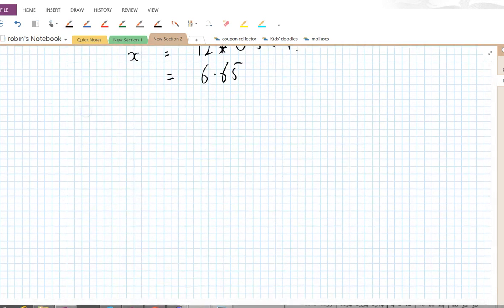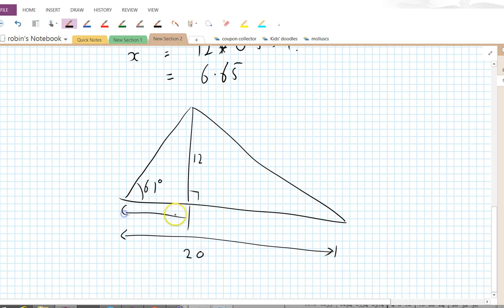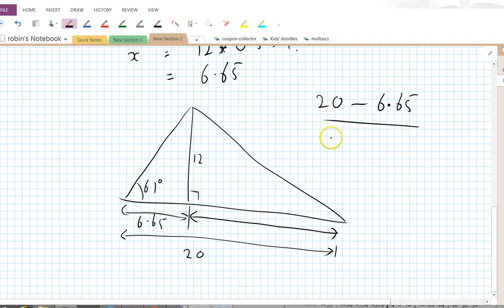So I'm just going to draw it again. Here's my triangle. It's not perfectly drawn, but there you go. That was 12. That was the right angle. This one here is 61 degrees. The whole distance here was 20, I think. But this distance here we've just worked out is 6.65. So now we can work out this distance here, which is going to be 20 minus 6.65, which is 13.35. I'll add the 6.65 onto it to get back to 20, that's right. Remember, we're trying to find that angle theta there.